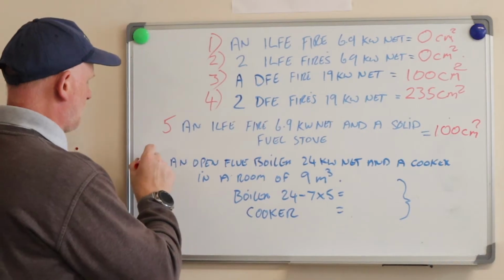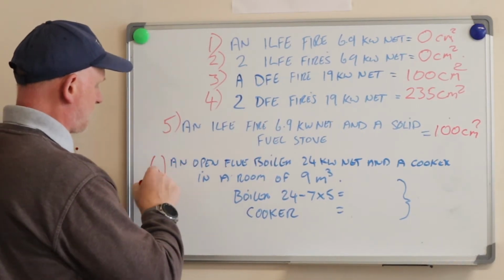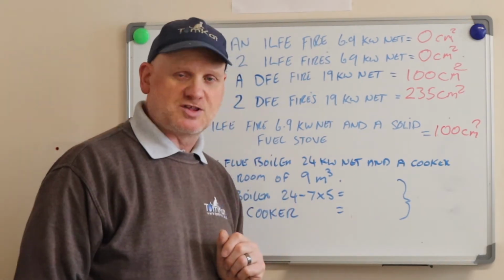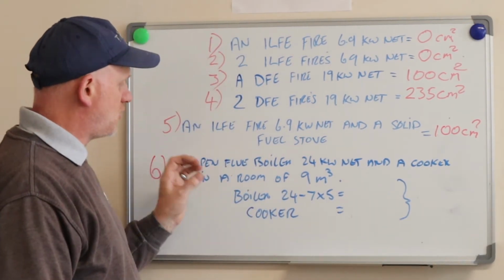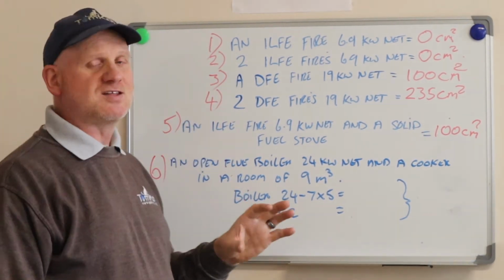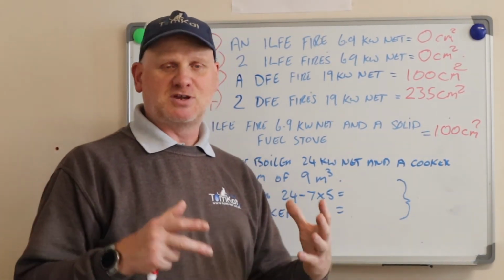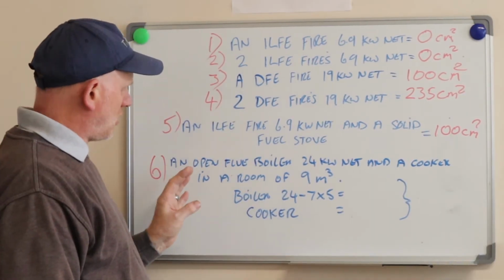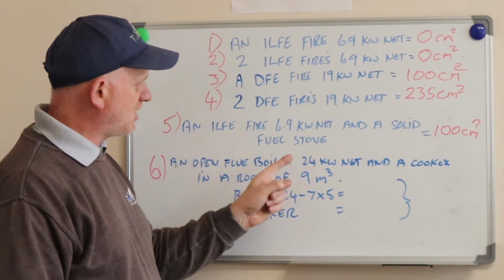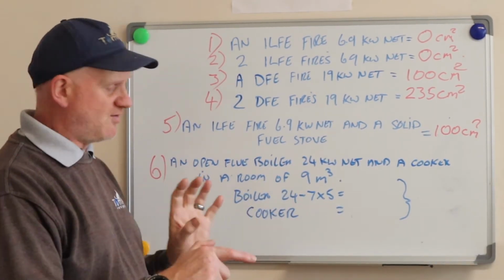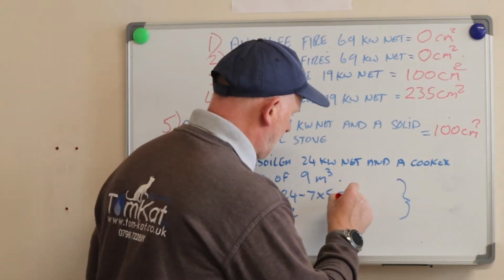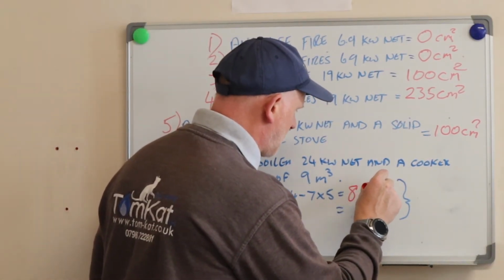So let's have a look at this last one, number 6. So we've got an open flue boiler of 24 kilowatts net and a cooker in a room of 9 metres cubed. So these two appliances are installed in the same kitchen. So let's have a look at the boiler first. So the boiler is 24 kilowatts net, so it would be 24 minus 7 times 5 is 85 centimetres squared.